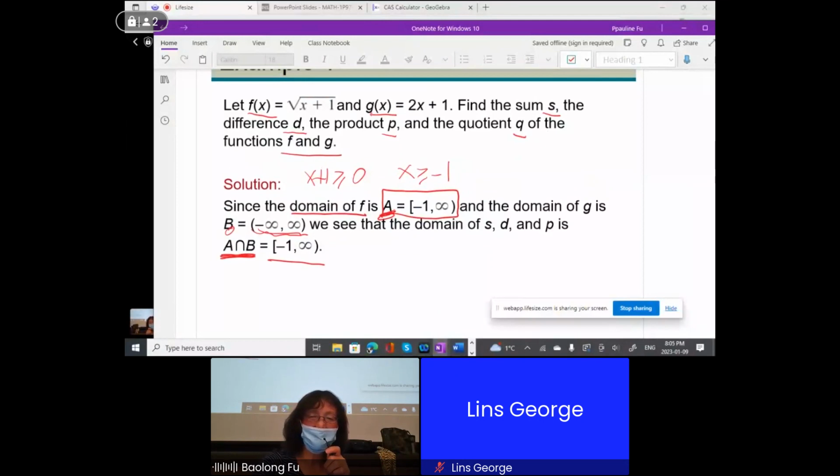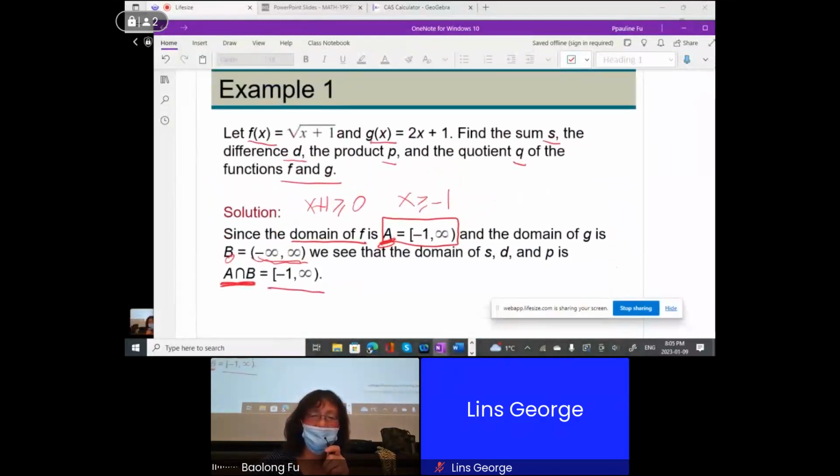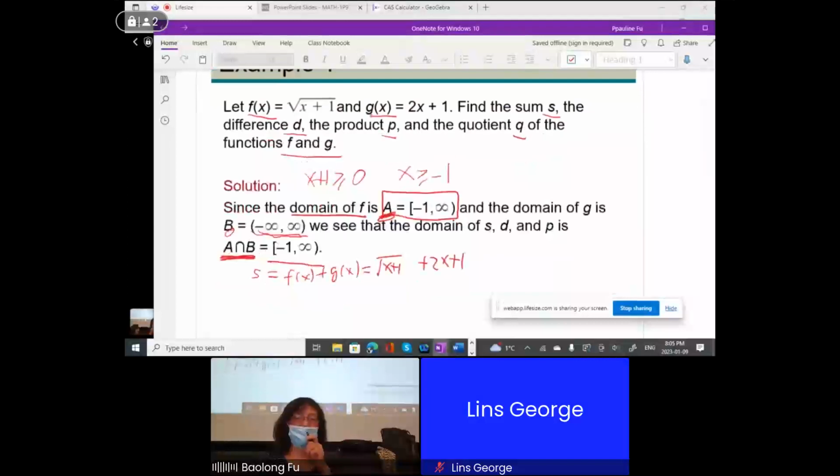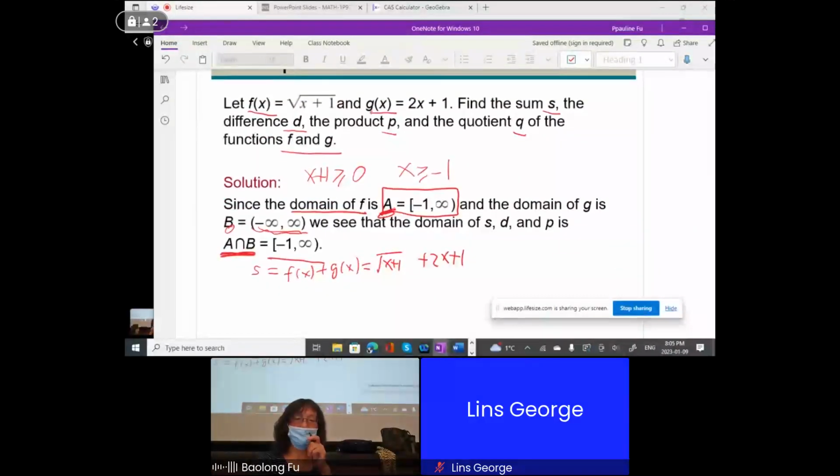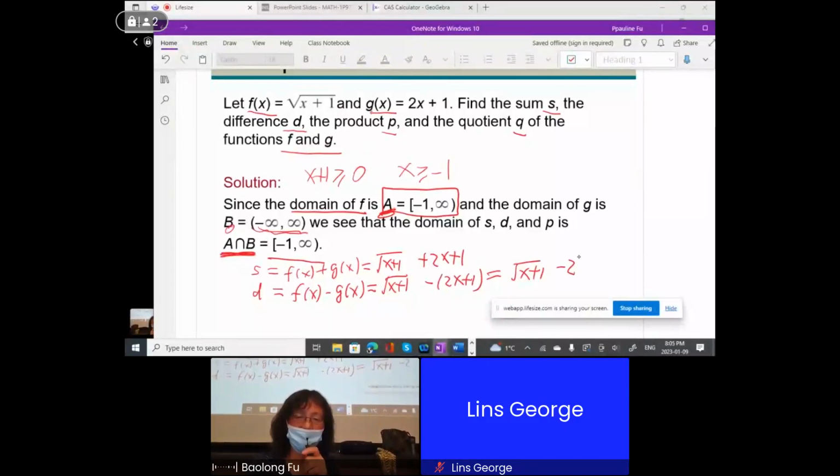And then we solve for the sum. The sum is just f(x) plus g(x). So you just add them together. This is the result of S, the sum of f and g. And the difference D means you do the subtraction, f(x) minus g(x). So square root of x plus 1 minus (2x plus 1). If you want, you can simplify. It is square root of x plus 1, minus 2x, minus 1.